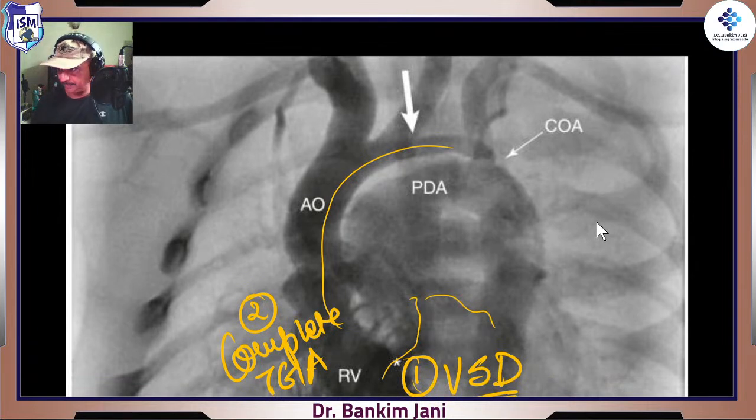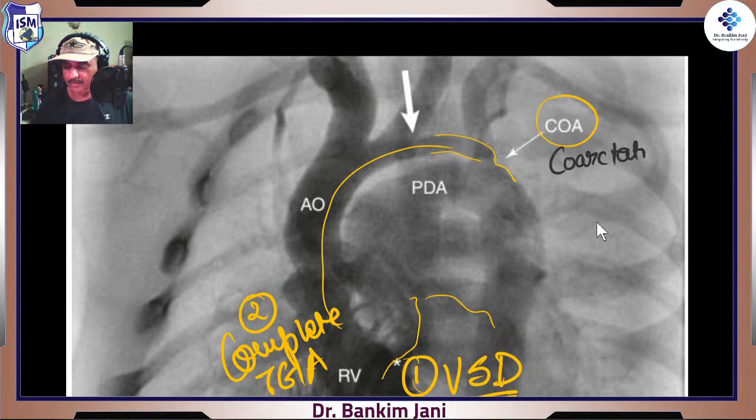Can you really appreciate, this is the aorta, and it is narrowing over here. Yesterday we learned this thing, that narrowing of aorta is what is called the coarctation of aorta. It is called the coarctation of aorta. So that's what narrowing we see over here. So that is coarctation of aorta.